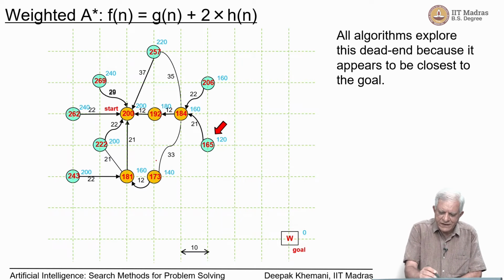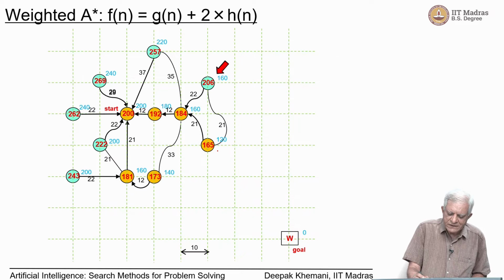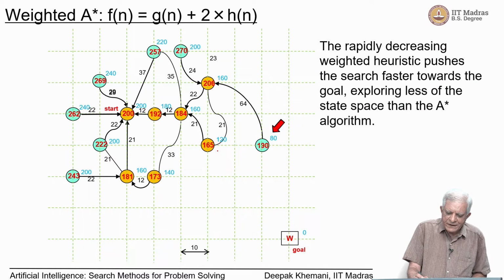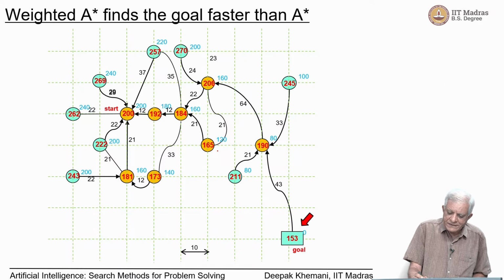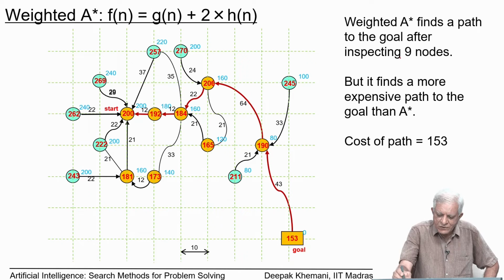This node that we have, all algorithms explore this node, but there is no path going towards a goal. So, they have to switch their attention to something else, which is what WA star is also doing. And here is the algorithm. It is exploring less space than A star. We will look at the A star state space again in a moment, but this is what WA star has done. It finds a path to the goal after inspecting 9 nodes.